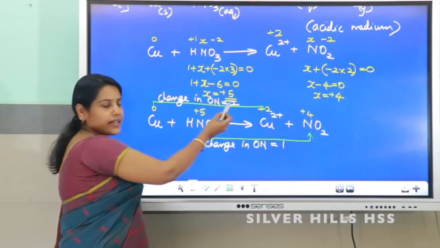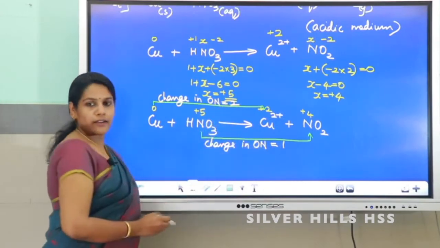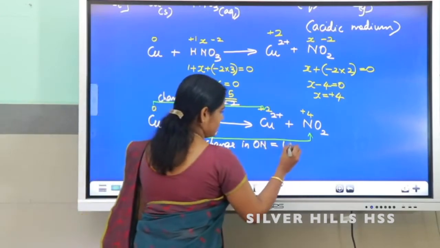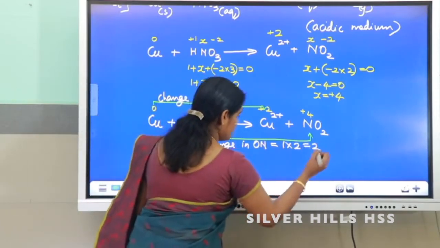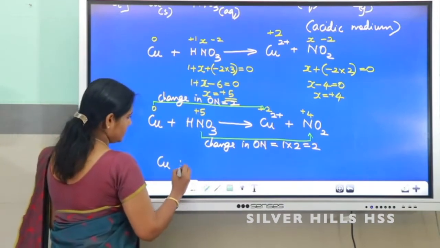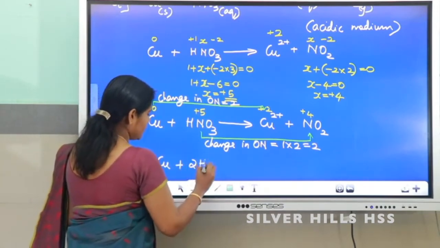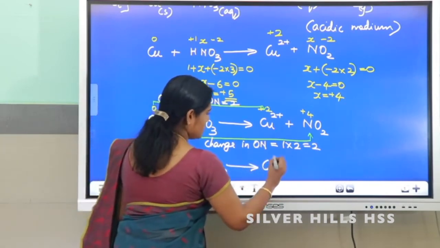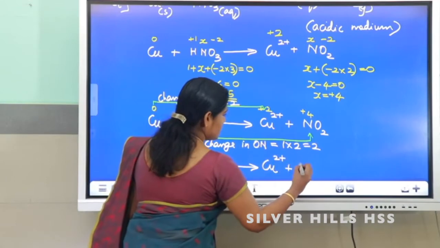In the next step you have to make the change equal by multiplying with a coefficient. So you can see that here it is 2 and here it is 1. We can make this 1 into 2 by multiplying with 2. That is 1 into 2 is equal to 2. Then the reaction becomes Cu plus 2HNO3 gives Cu2+ plus 2NO2.